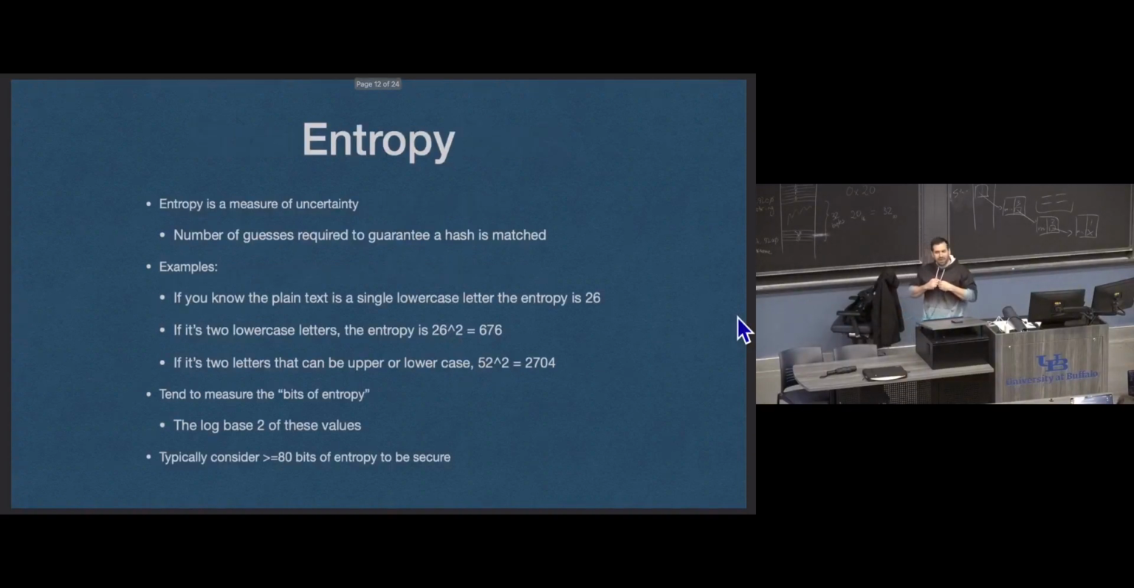The answer is entropy. I already introduced this word just a few seconds ago, but entropy is going to be the answer. Entropy is a measure of how many guesses an attacker running a brute force attack would have to make before being guaranteed to guess your password. So it's a measure of how many guesses they need, which correlates to how long it's going to take them to crack a password.